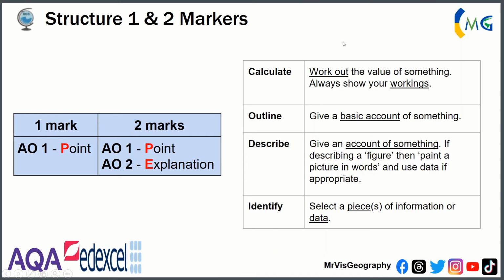In each exam, you'll have 1 and 2 mark questions. Example command words you'll have are calculate, outline, describe, identify. I've got a specific video on all the different types of command words, so I'm not going to go into those in much detail in this one. But in the case of 1 or 2 mark questions, you rarely get any command words that ask something differently. If it's a 1 mark question, you usually have to make 1 point. If it's a 2 mark question, you have to make a point, explain that point in detail and explain why and how. That's where the second half of the marks are.